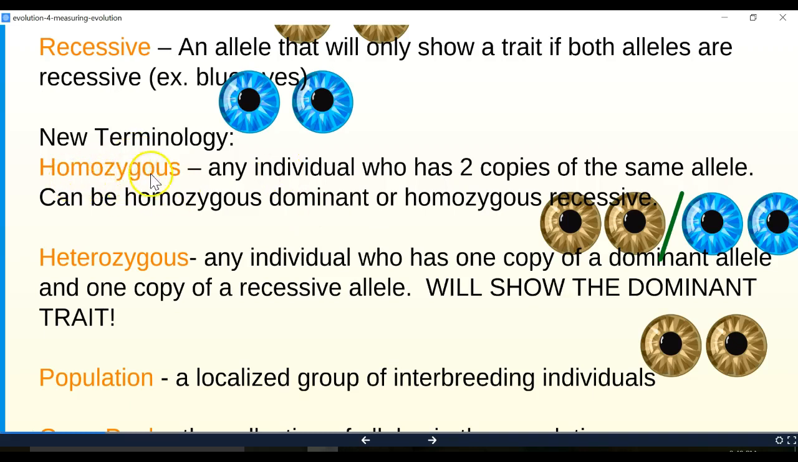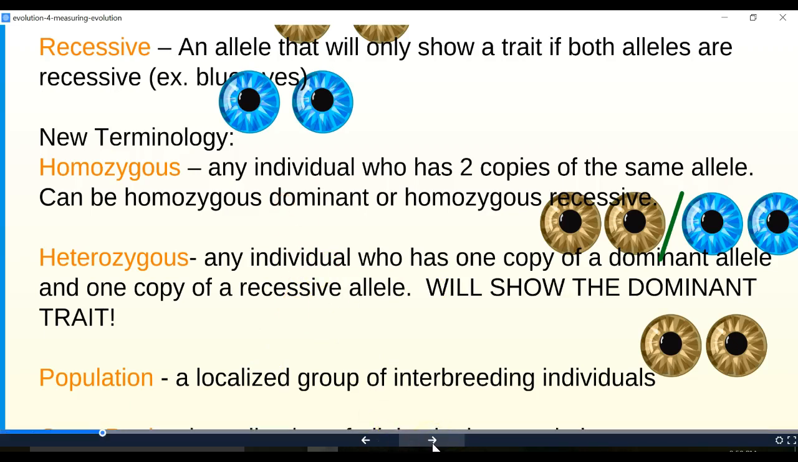An organism that's homozygous is any individual who has two copies of the same allele. This could be, again, homozygous dominant or homozygous recessive. If you're heterozygous, that's an individual who has one copy of a dominant allele and one copy of a recessive allele. And you are typically going to show the dominant trait.